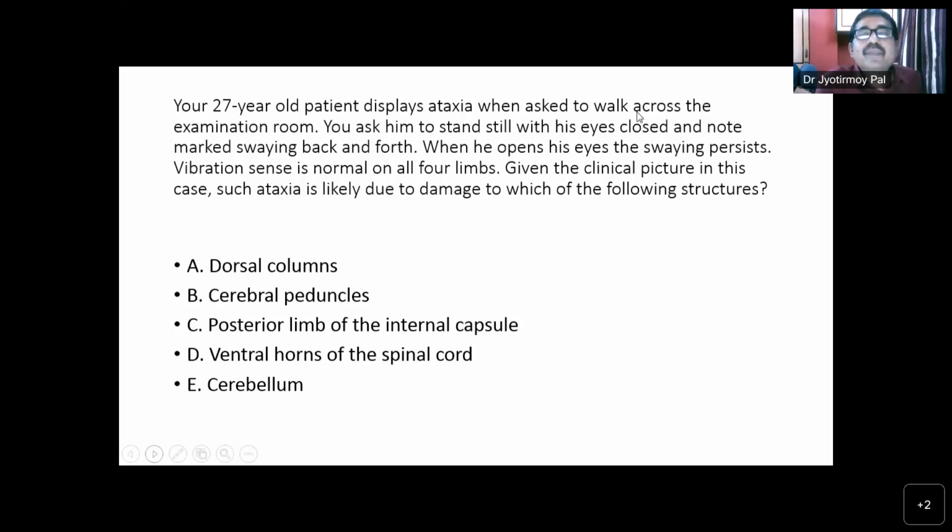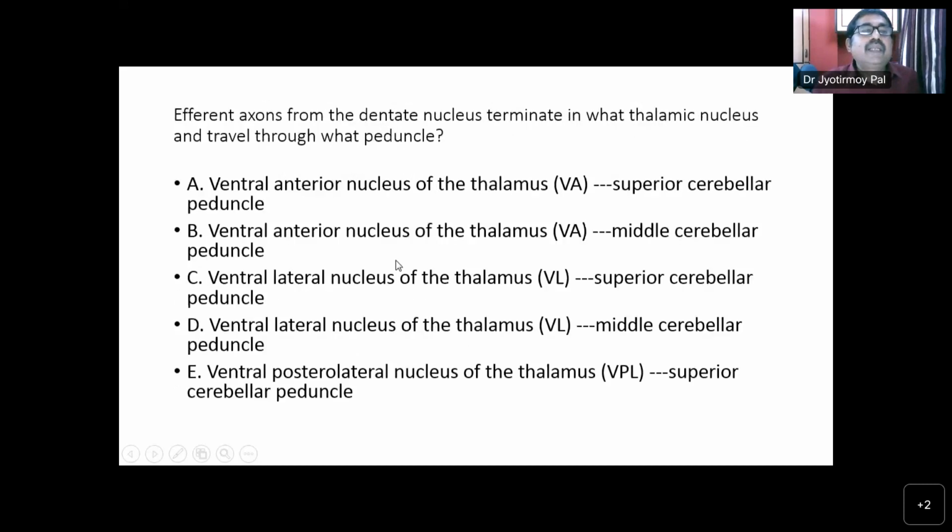So here with eyes closed, swinging increases. So this is the dorsal column lesion. This is the Romberg test. Next, fibers from the dentate nucleus terminate in what thalamic nucleus and travel through what peduncle? I told many times, the dentate nucleus passes through the superior cerebellar peduncle, okay, to the red nucleus and thalamus. So the answer is superior cerebellar peduncle.